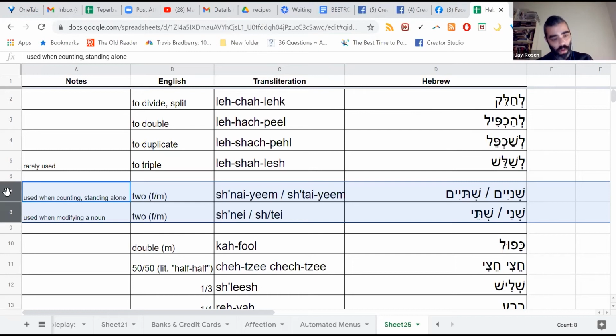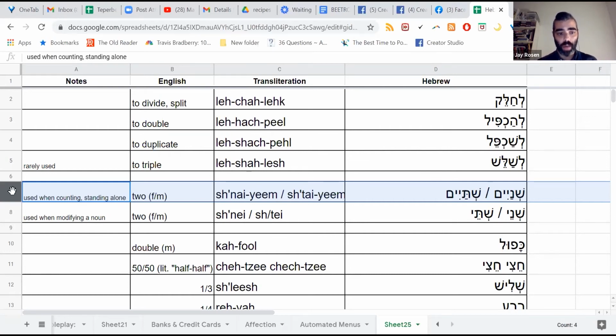So, that being said, it gets a little tricky with the number 2. If we're just counting 1, 2, 3, 4, we have in row 7 here, the number 2. Shnaim and shtaim, right? Shnaim is feminine, shtaim is masculine. Remember, the trick with numbers in Hebrew is that what you would normally assume to be one gender is the opposite, right? So when we count, we're actually counting in the feminine.